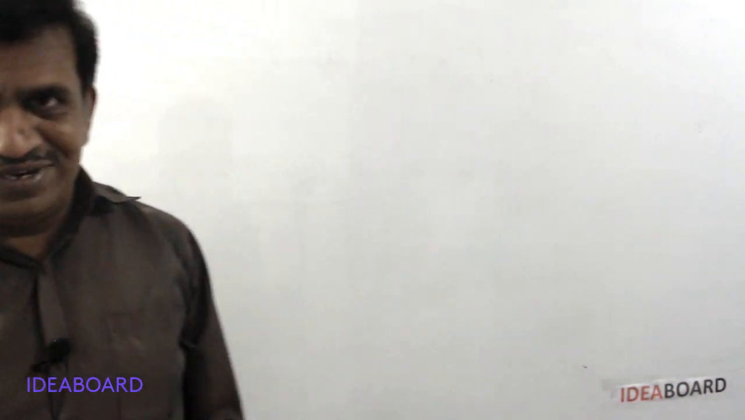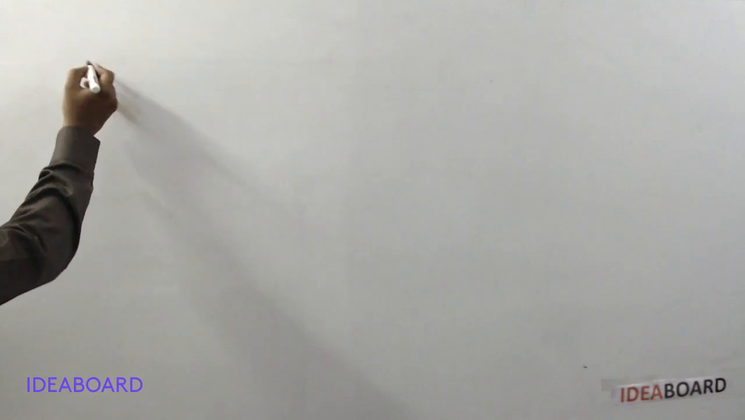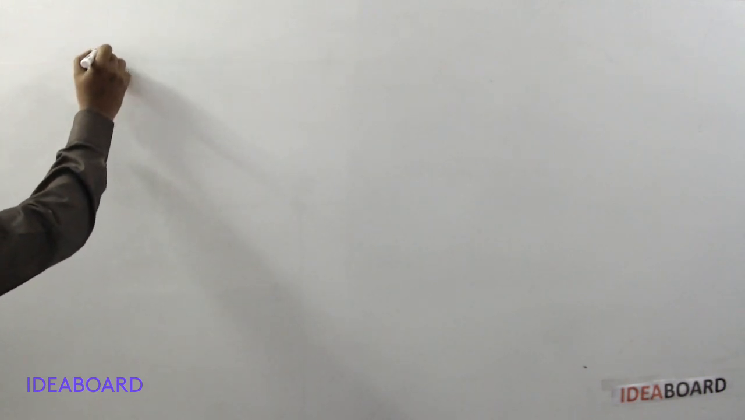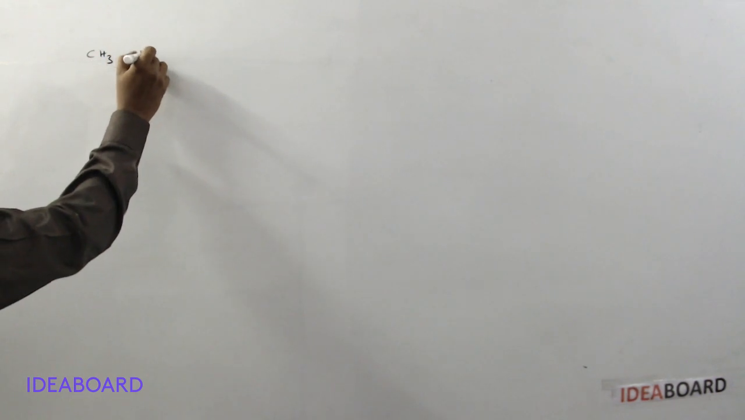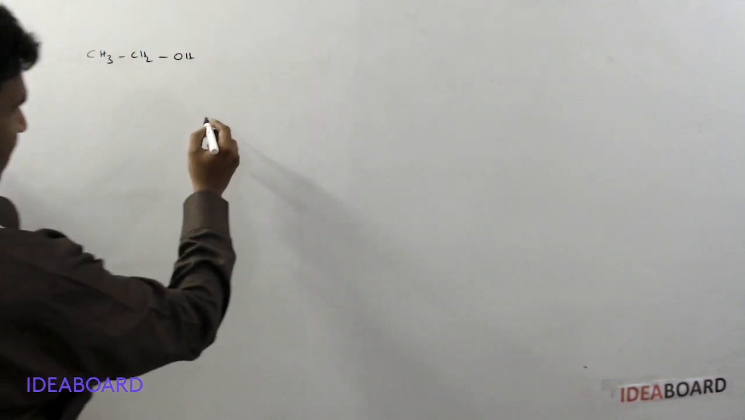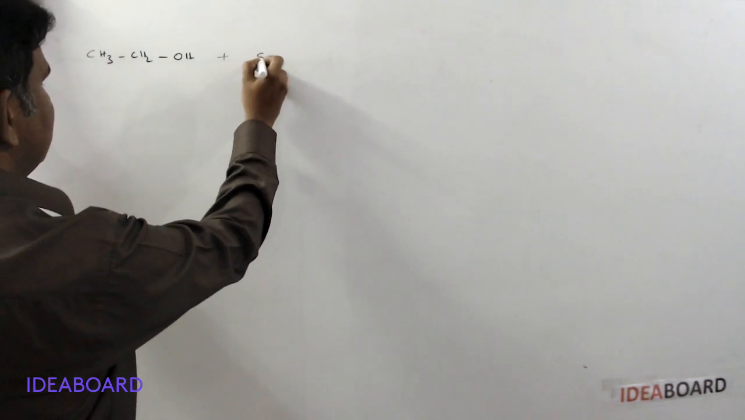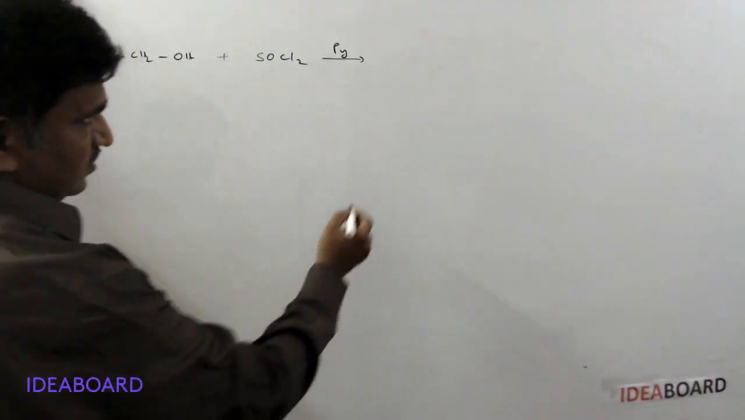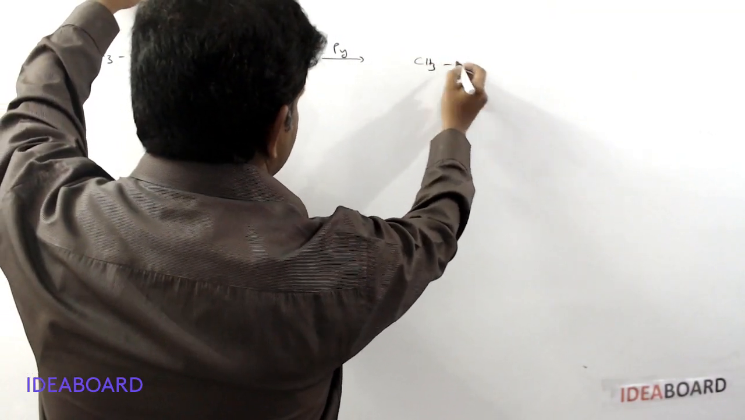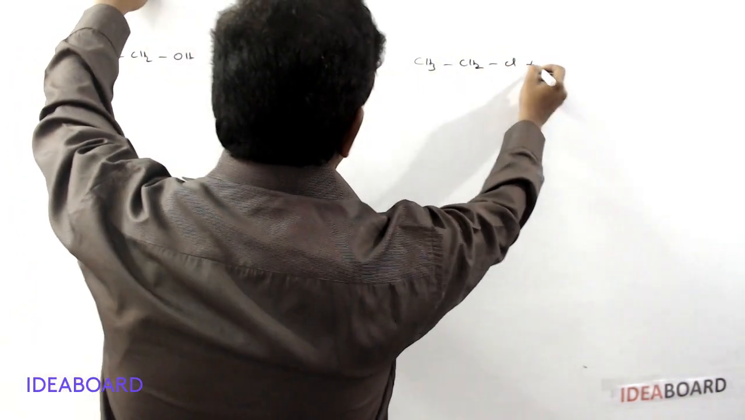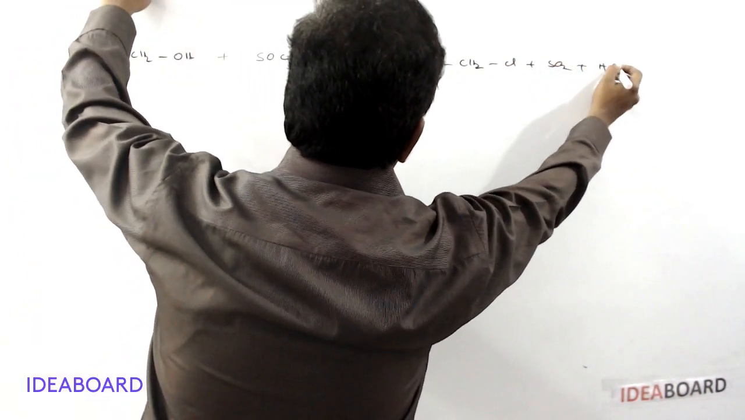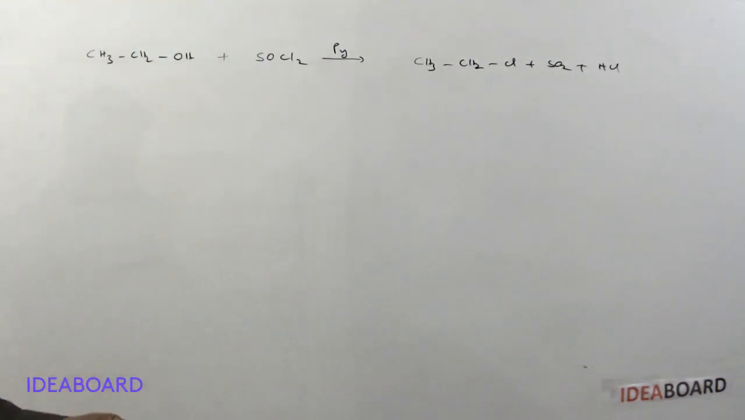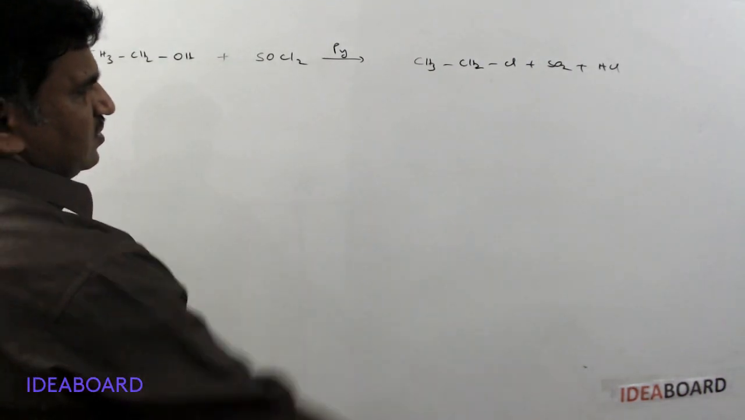Hi students, today we'll continue the preparation methods of alkyl halides. The first preparation method we already gave: in the previous video, we covered alkyl halide preparation from alcohols. The last reaction I gave is ethyl alcohol reacting with thionyl chloride, in the presence or absence of pyridine, giving CH3CH2Cl plus SO2 plus HCl. In this reaction, ethyl chloride, sulfur dioxide and HCl are formed.